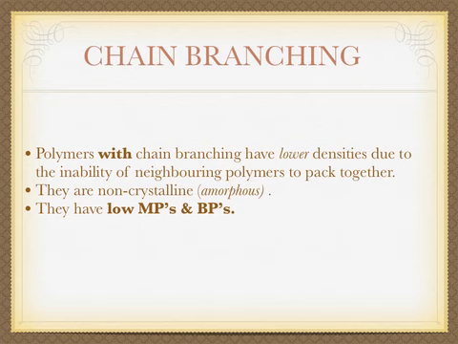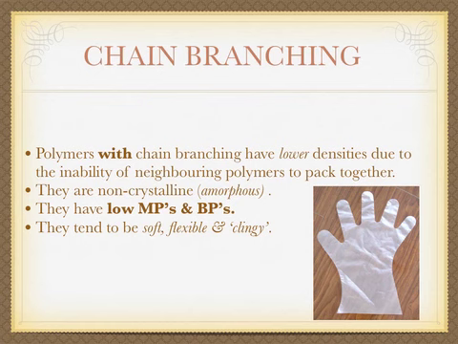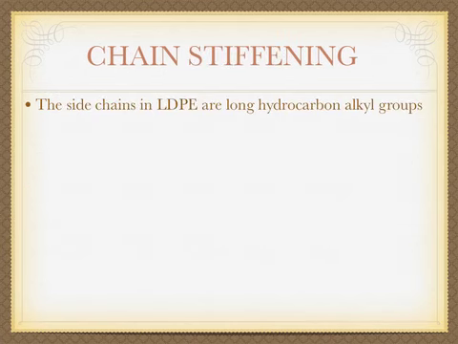This is because the intermolecular forces are not as strong due to the less tightly packed molecules within the overall polymer. So these polymers with chain branching tend to have low melting points and boiling points, and therefore they're also soft, flexible and clingy. An example would be, say, cling wrap, or a disposable plastic glove where you have flexible, thin, malleable, soft polymer resulting from that presence of side chain branching that has lowered its density.